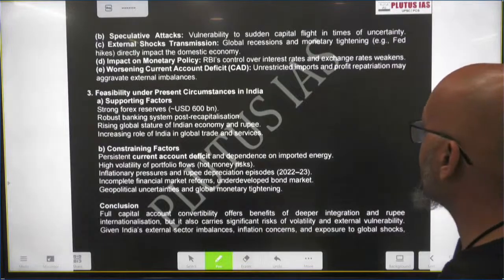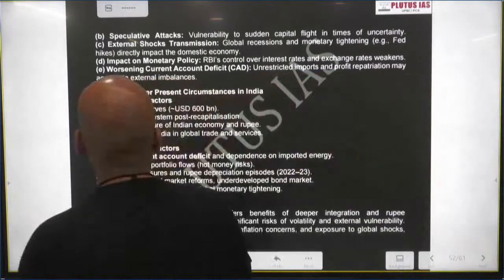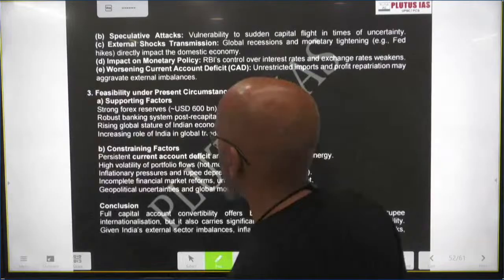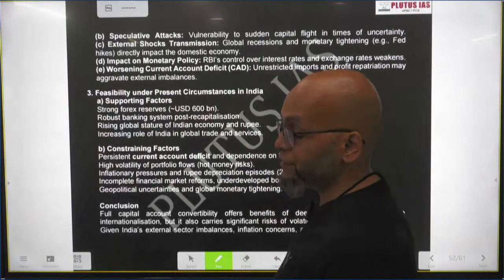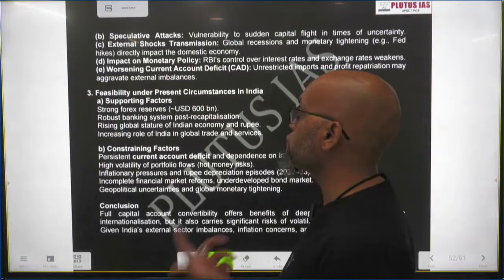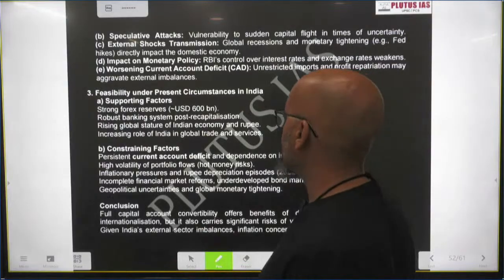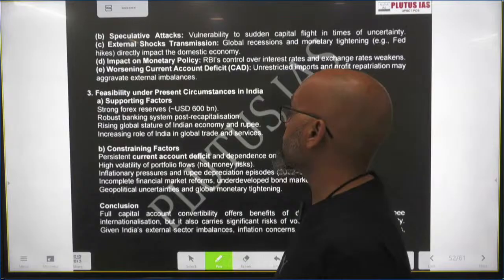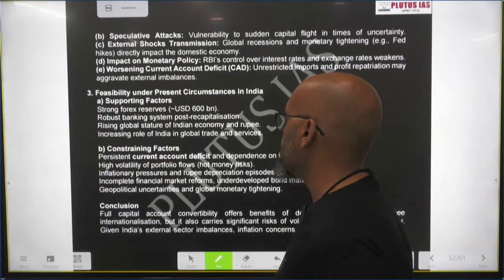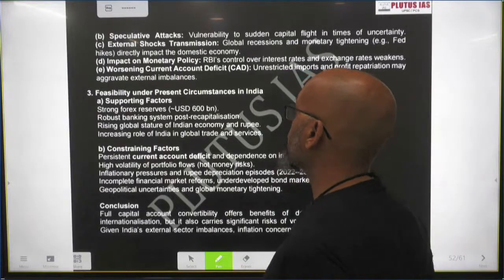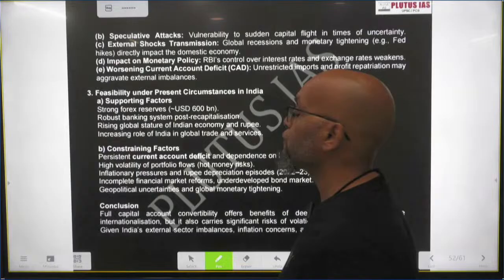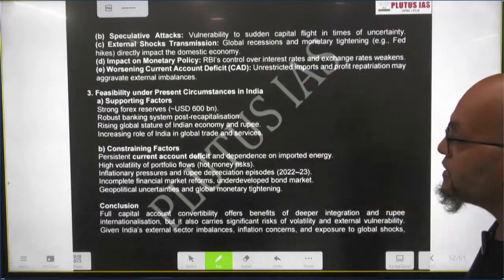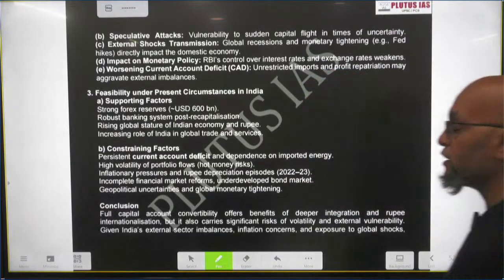Imports would increase. Feasibility under present circumstances in India. What are the supporting factors? First of all, we should not worry now because we have strong forex reserves of 600 billion USD. Then robust banking system, rising global stature of Indian economy and rupee, increasing role of India in global trade and services. All these promote the full account convertibility.